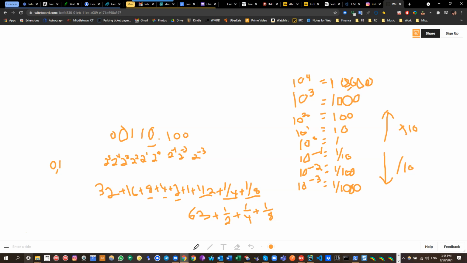So I'll multiply both of these numbers by 4, and I'll get 4/8 plus, and then I multiply these two by 2, so I get 2/8 plus 1/8. That's 4 plus 2 plus 1, that's 7, so this is 7/8. And I can't reduce that, so I just have to leave it like that. So this 63 plus 7/8, that's 63 and 7/8.